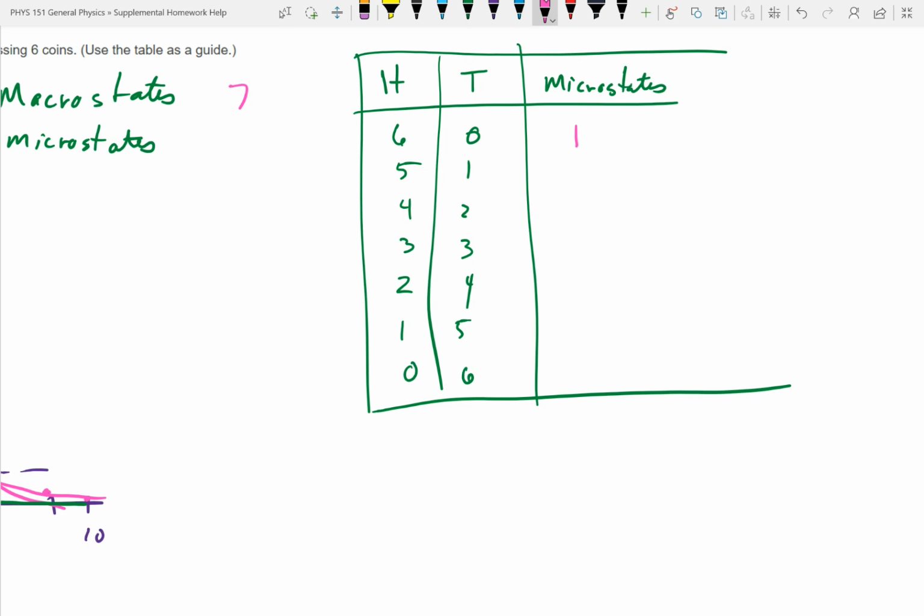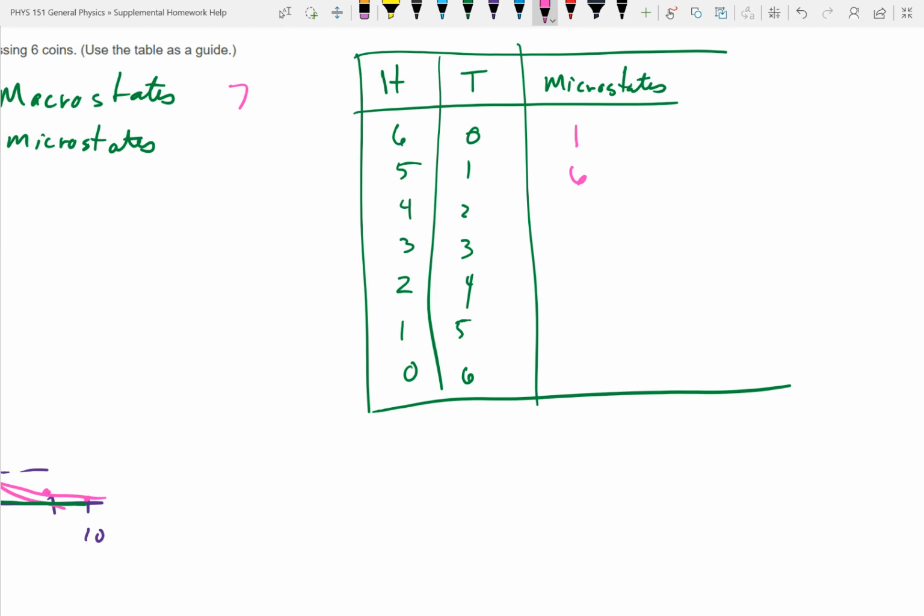It could be head, tail, tail, tail, tail, tail, or tail, head, tail, tail, tail, tail, or head, head, tail, head, head, head. The one tail could be in any of the six. So it's actually six because you could have the first one as a head and all the rest are tails. The second one is a head and all the rest are tails. Third one is a head and all the rest are tails, etc. One through six.